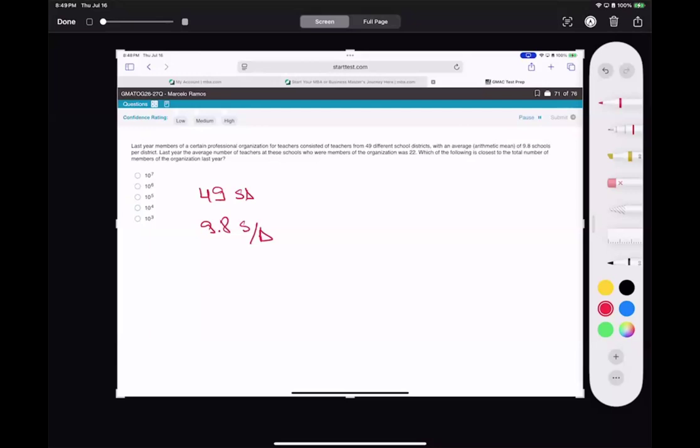Last year, the average number of teachers at each school who were members of the organization was 22. Which of the following is closest to the total number of members of the organization last year? I need to multiply. Do you guys agree? 49 times 9.8 times 22.